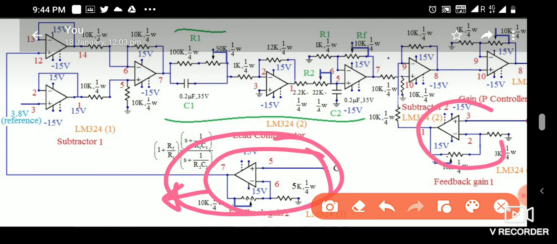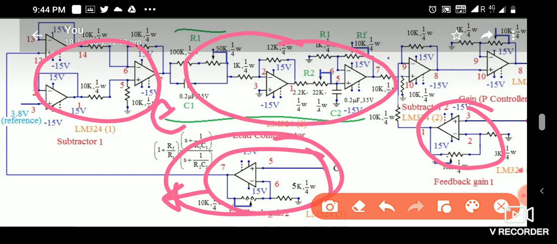So this is the current sensor feedback. This is not the gain of the current sensor, but an additional small amount of gain has been added to the current sensor gain for fine tuning purposes. And as I already told you, the subtractor error will be generated here, then it will go to the lead compensator, and then the inner loop starts. This is the second subtractor, the inner loop start, and then this is the PI controller in the inner loop.